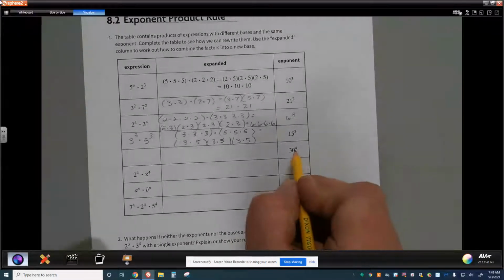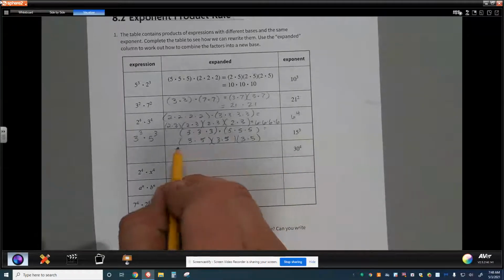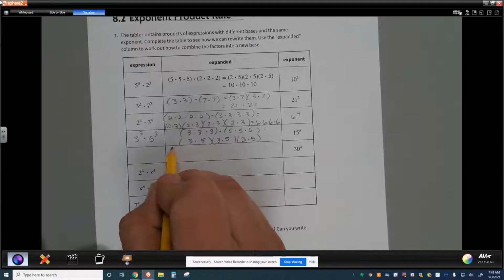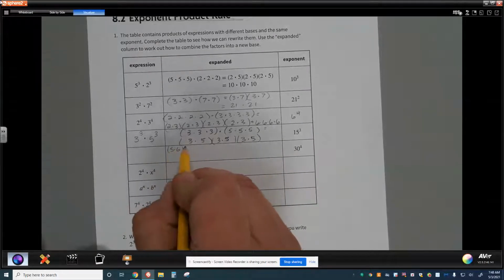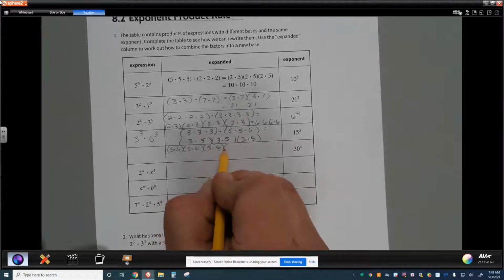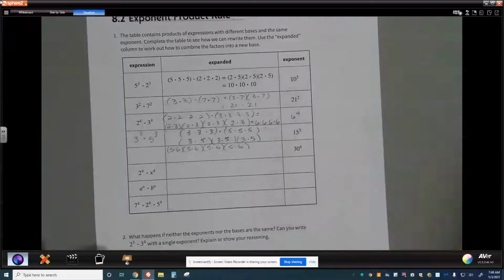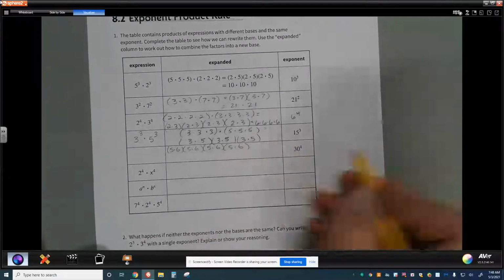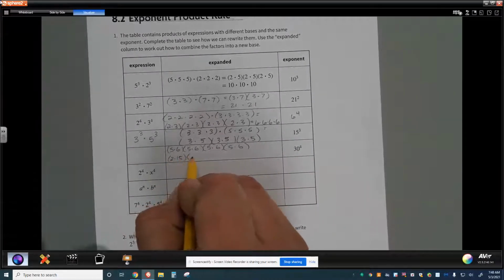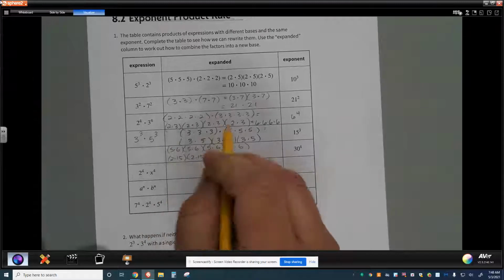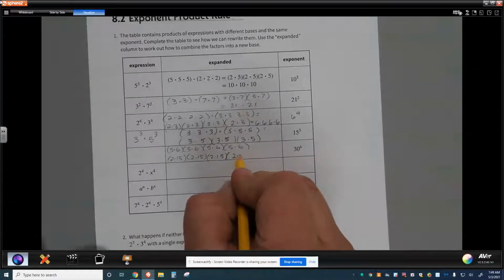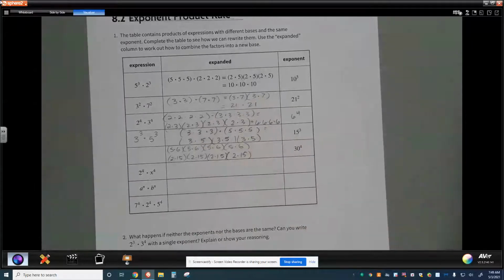30 to the fourth power has a couple different ways we can think about this. My first thought with 30 to the fourth power is 5 and 6. So I could be thinking about 5 times 6, 4 times. And that would give me 30 to the fourth power. I also think about 2 and 15. You could even do 1 and 30.